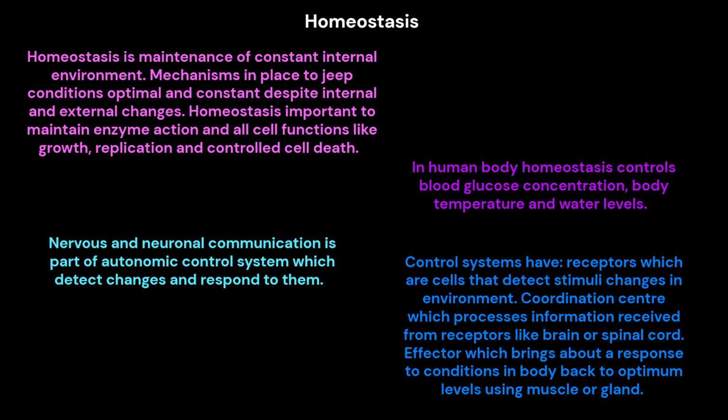Nervous and neuronal communication is part of the autonomic control system, which detects changes and responds to them. Control systems have receptors, which are cells that detect stimuli, changes in the environment. A coordination center processes information received from receptors, like the brain or spinal cord. An effector brings about a response to return conditions in the body to optimum levels, using a muscle or gland.